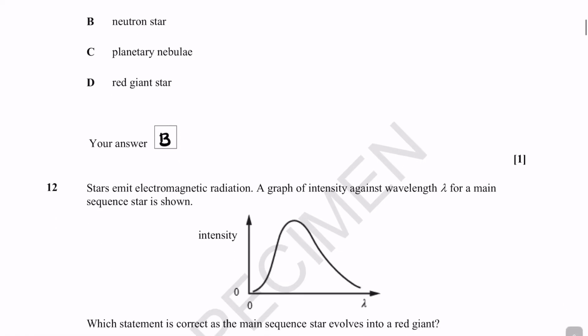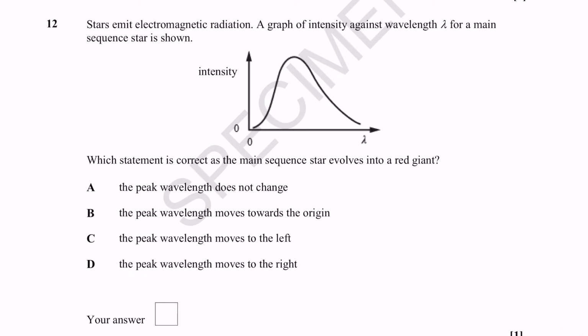Question number 12 talks about stars emitting EM radiation. A graph of intensity against wavelength is given for a main sequence star. Which statement is correct as the main sequence star evolves into a red giant? A red giant, as you should all know, is a cooler star than the main sequence star. The wavelength is inversely proportional to temperature, so as the star is cooler, the wavelength will be higher. That leaves us with D being the answer.